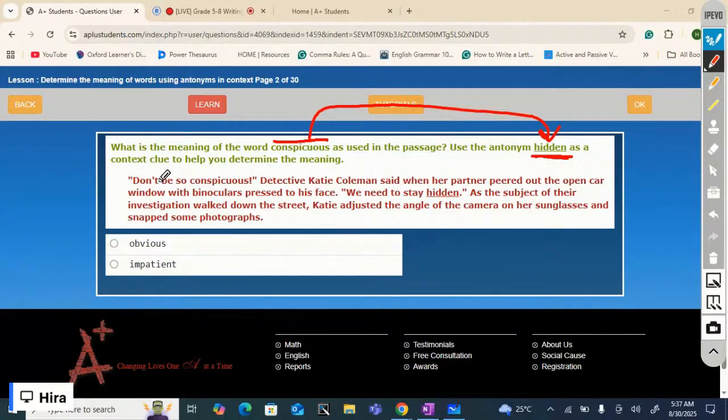Let's read the passage, then we'll find out. Don't be so conspicuous, Detective Katie Coleman said when her partner peered out the open car window with binoculars pressed to his face. We need to stay hidden. As the subject of their investigation walked down the street, Katie adjusted the angle of the camera on her sunglasses and snapped some photographs.